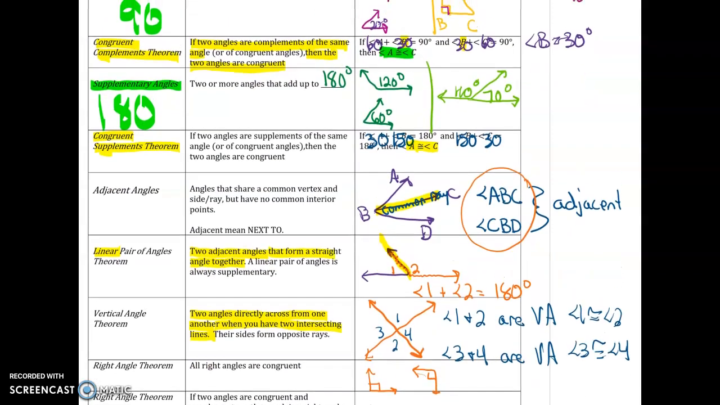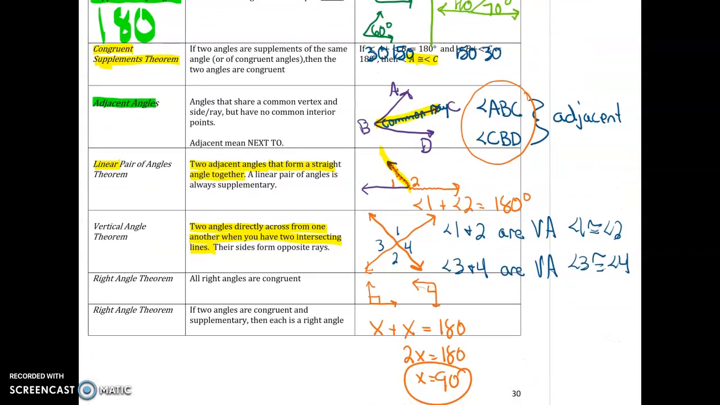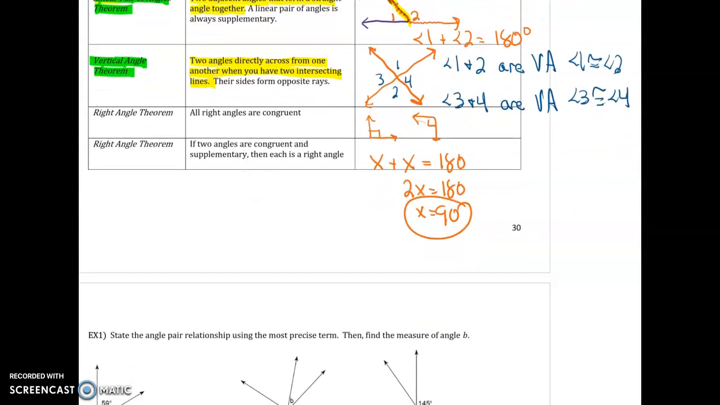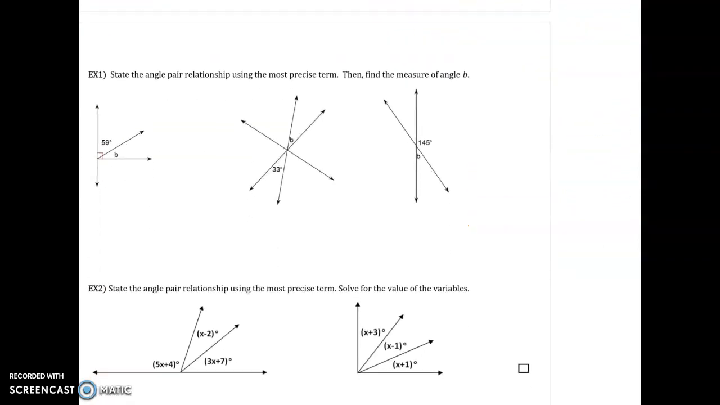We have adjacent angles, which are just right next to each other. And then we have linear pair of angles that are also adjacent to each other, but they add up to 180. And then we have our vertical angle theorems. Those are really the big ones I need for you to remember. So let's take a look and do some practicing.